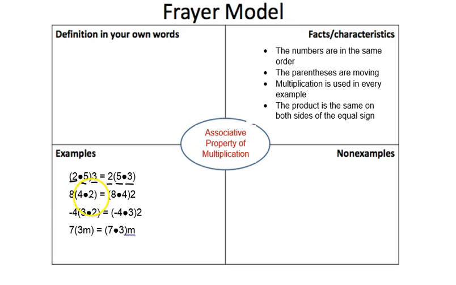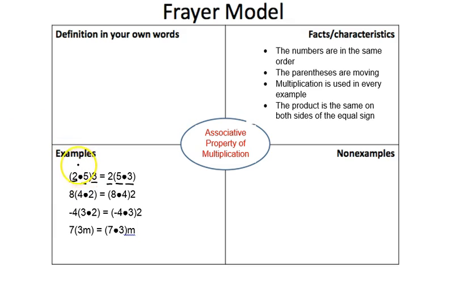8, 4, 2, 8, 4, 2. The numbers do not change location. It's the groups that are changing. The parentheses are moving. Multiplication is used in every problem, and the product is the same on both sides.